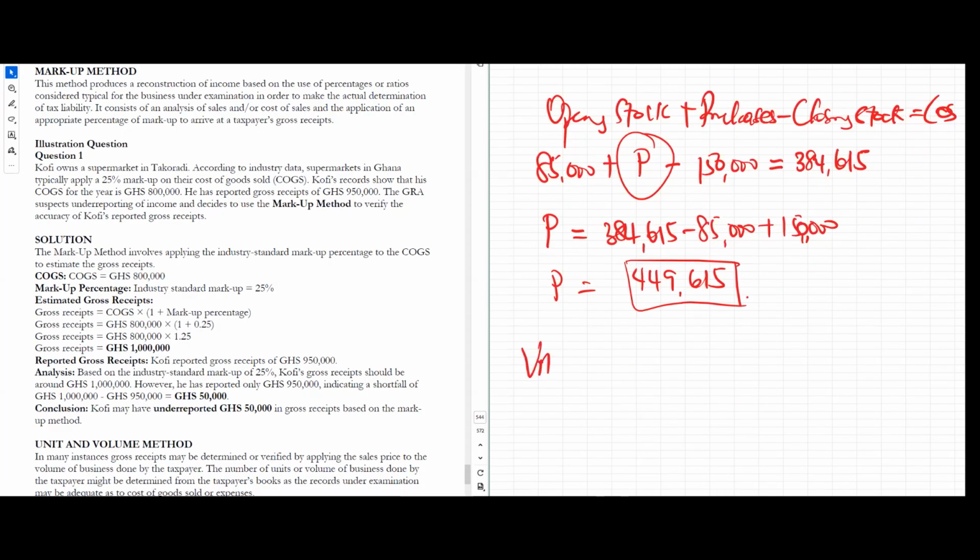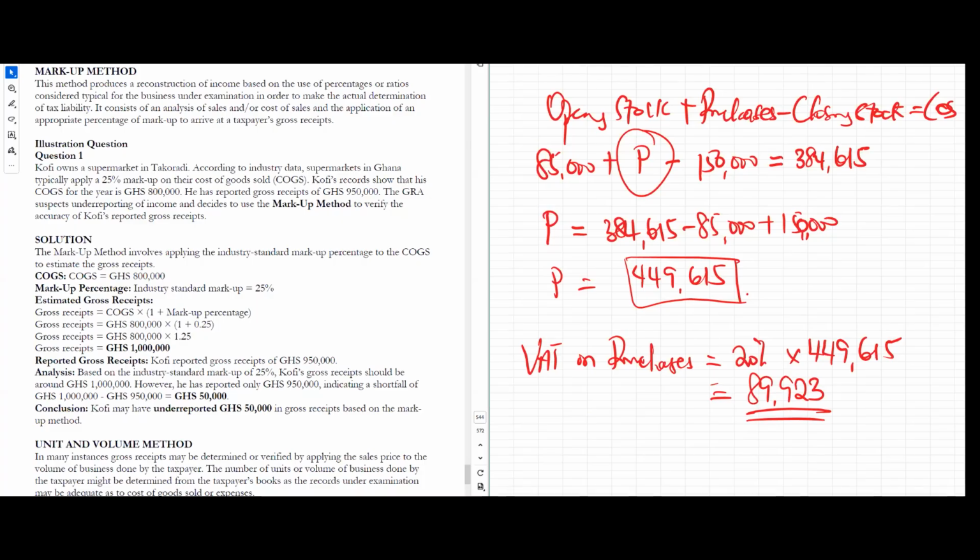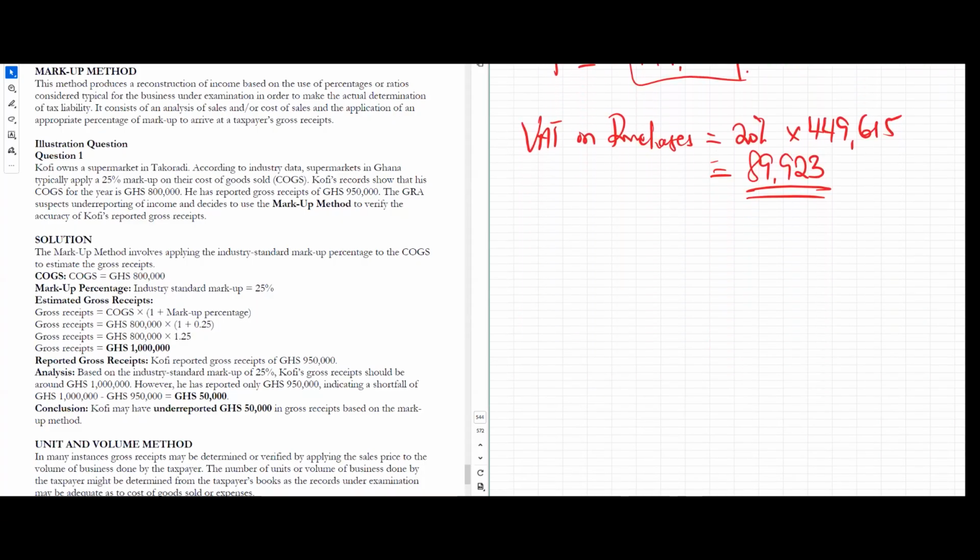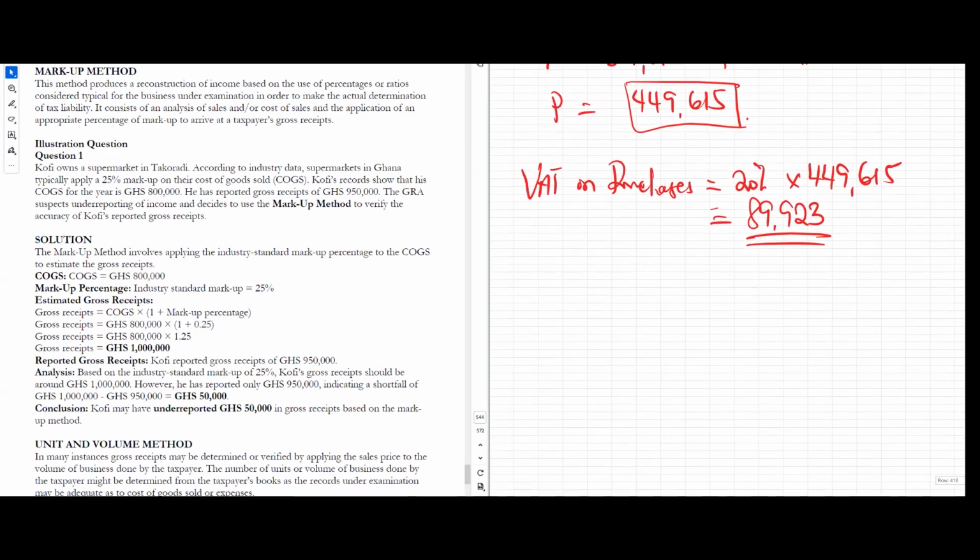So that means that the VAT on purchases should have been what? That's 20% of the 449,615, and that gives us 89,923. So it means that this guy actually incurred more than expected, right? He has actually under declared his purchases, so he paid more VAT. But in this case, GRA will not worry you because you are paying more.